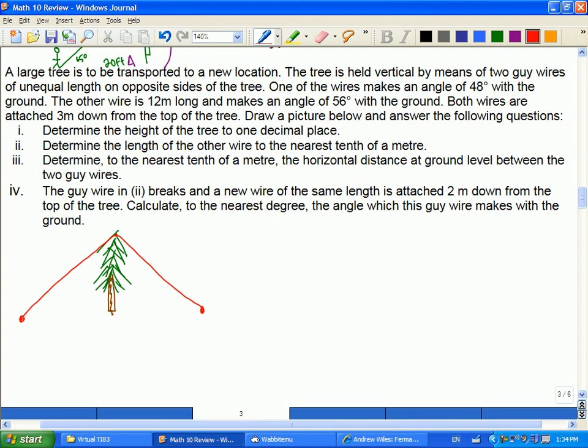One of the wires makes an angle of 48 degrees. The other wire is 12 meters long. So let's put that information down. One angle is 48 degrees. The other wire is 12 meters long and makes an angle of 56 degrees. And it says both wires are attached 3 meters from the top. So I guess my tree is a little bit taller than this. So 3 extra meters there.